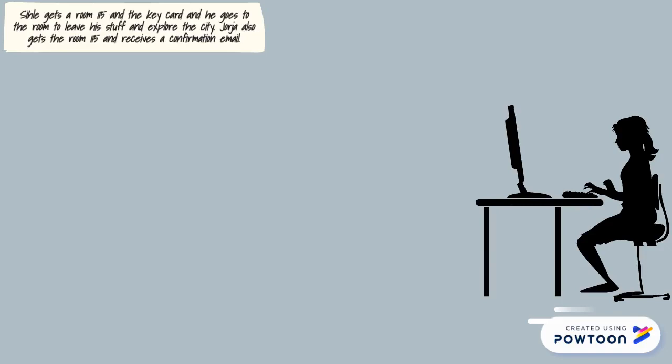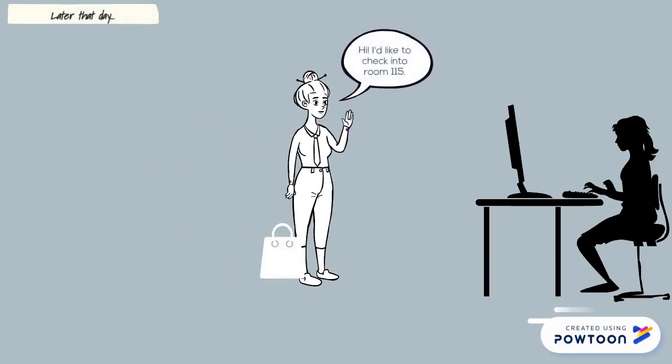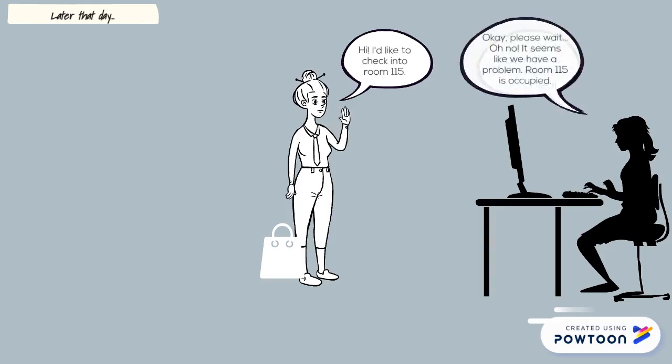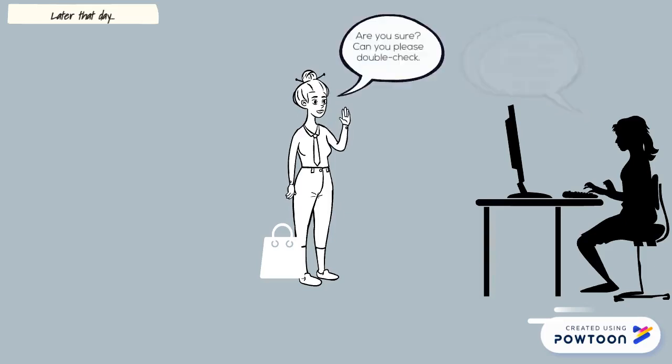Sil gets room 115 and the key card, and he goes to the room to leave his stuff and explore the city. Georgia also gets room 115 and receives a confirmation email. And later that day, Georgia arrives at the hotel to check in, only to find that the room is already occupied.